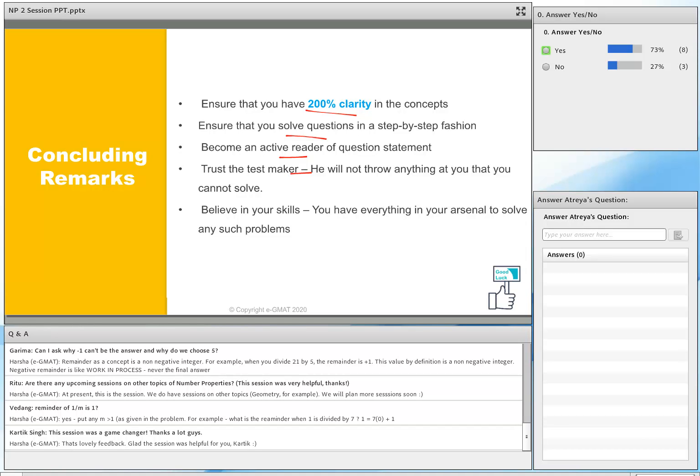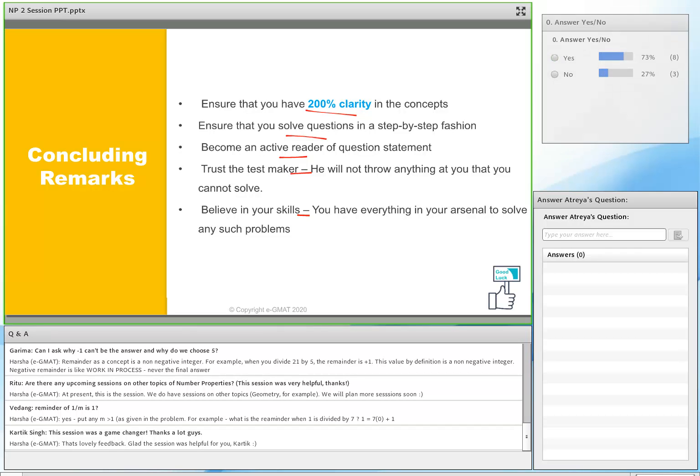It will not throw you, and it will not ask you to calculate what's the value of 25 to the power 25, right? That's something that's not the style for GMAT. So make sure you understand that, and also make sure that you believe in yourself, because when you have that confidence in yourself, I'm very, very sure you would be able to ace the exam.